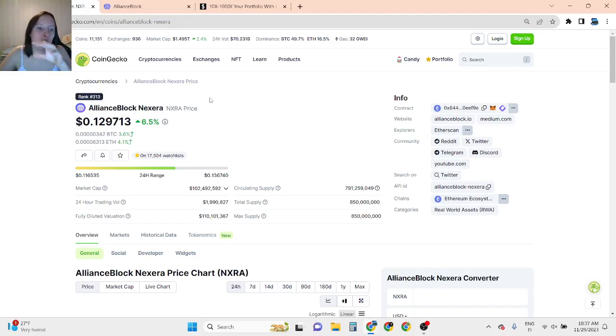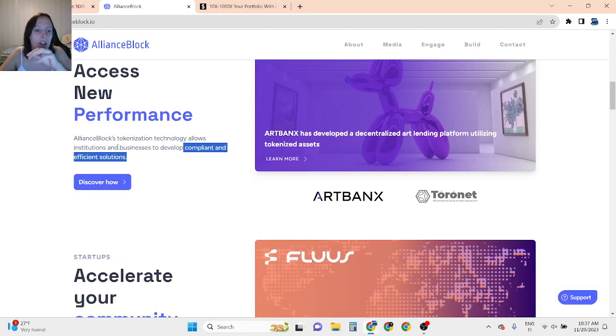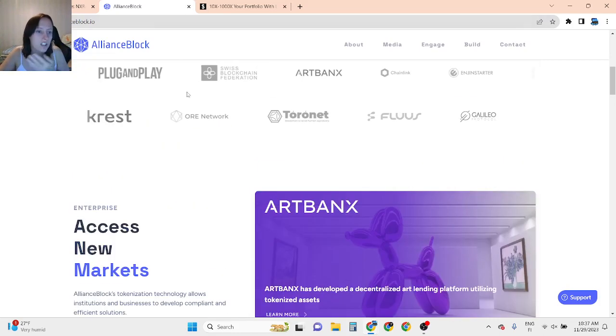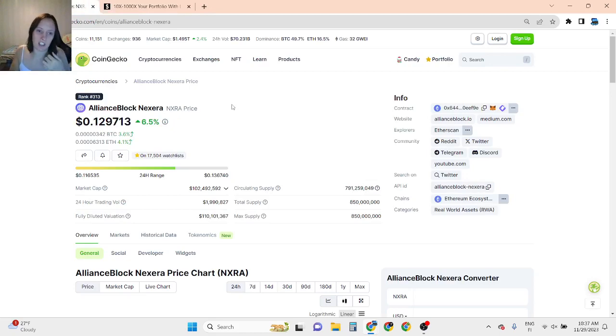This is AllianceBlock Nexera price prediction 2023. Basically, what this project does for businesses is help them do transactions and everything when we are talking about blockchain in a legal way. As you can see here, AllianceBlock's tokenomics technology allows institutions and businesses to develop compliant and efficient solutions. Simply put, it means that other tokens and projects are building faster and more efficiently, creating a simpler and faster way to build projects that create money for people. Long story short, this is going to do that.